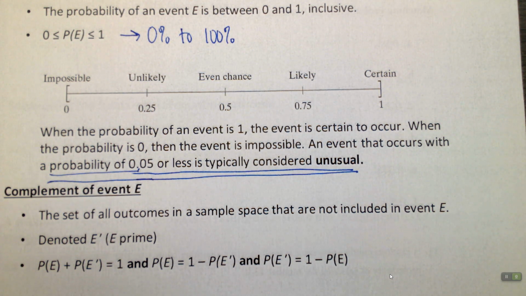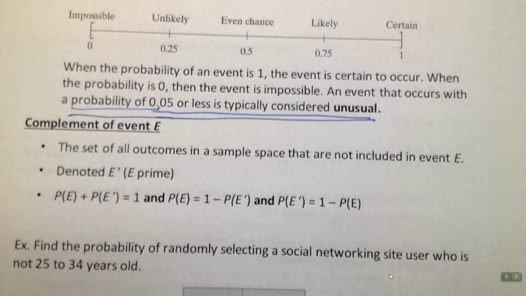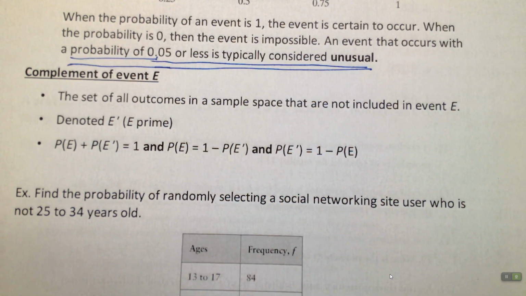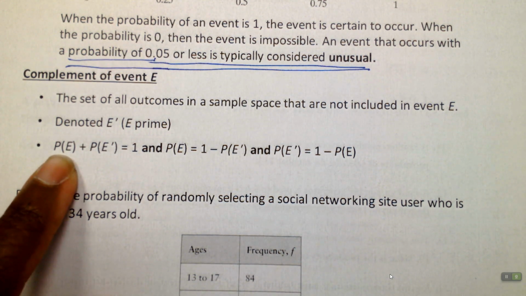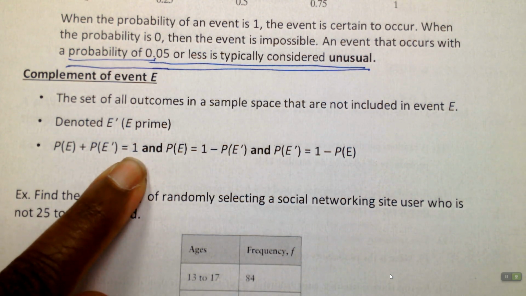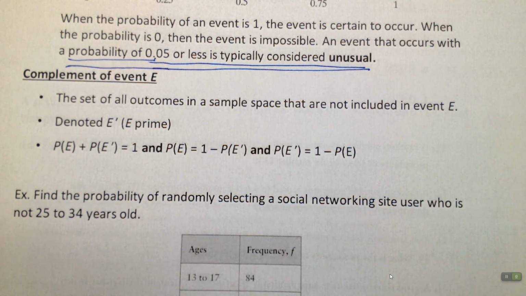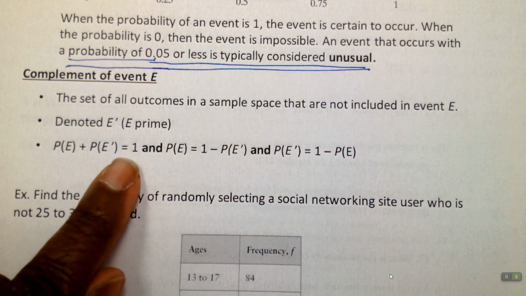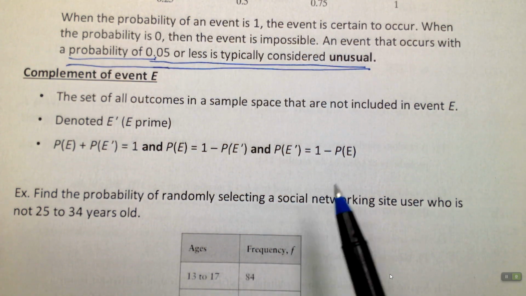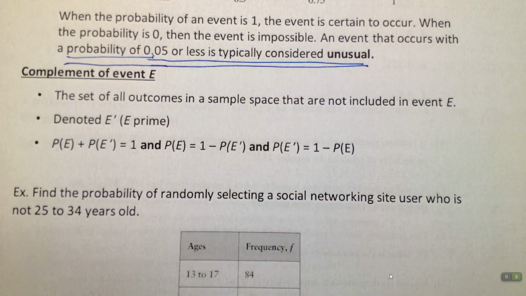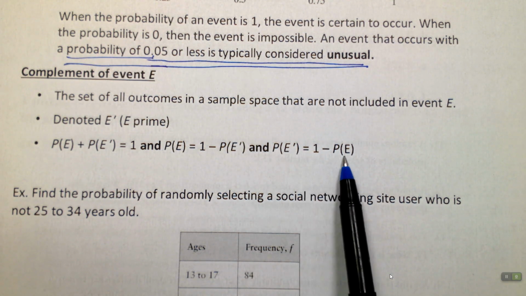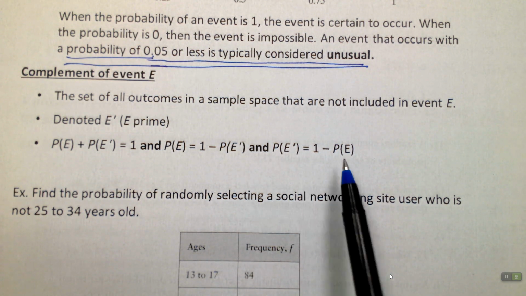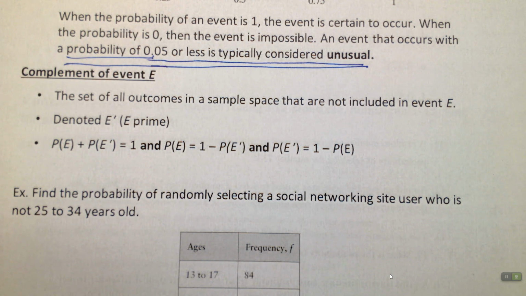Complement of event E. The set of all outcomes in a sample space that are not included in event E are denoted by E prime. And so if we think about it, the event happening plus the event not happening is 1. So we're talking about what we're looking for and what we're not looking for. All of that is included in 1. So if we want to look at all the possibilities of something not happening, we're just going to take the opposite of what we do have. So they're complements. What we do have, what we don't want.